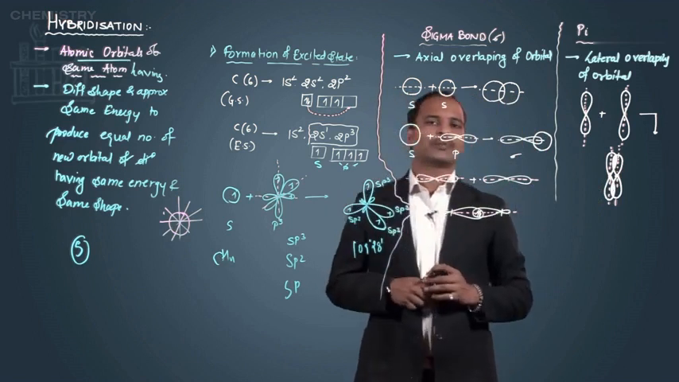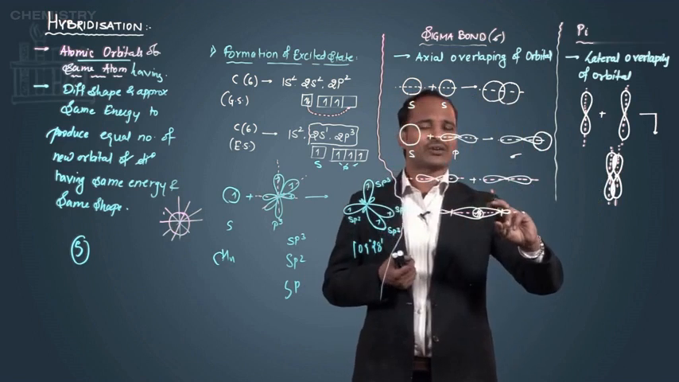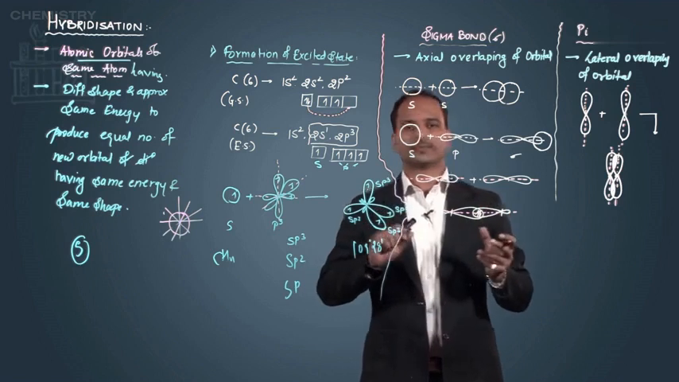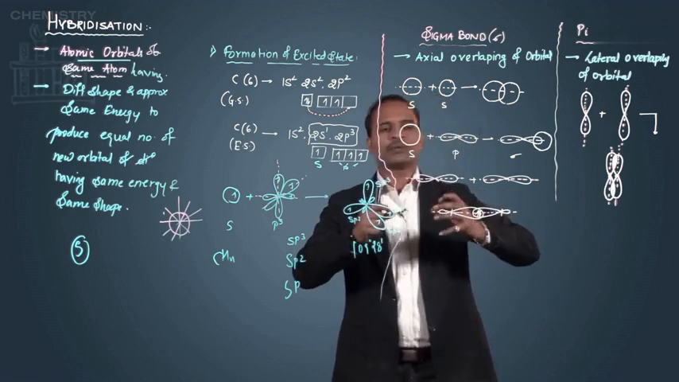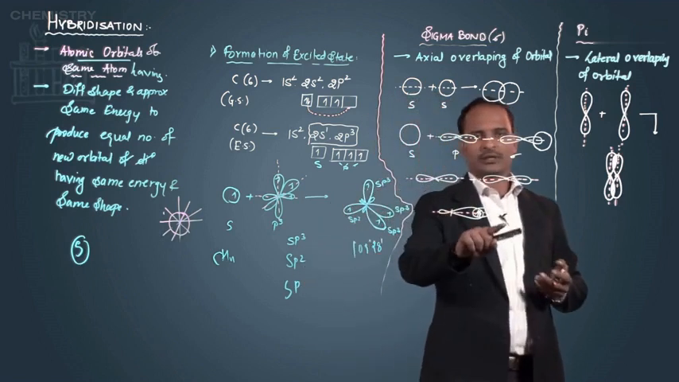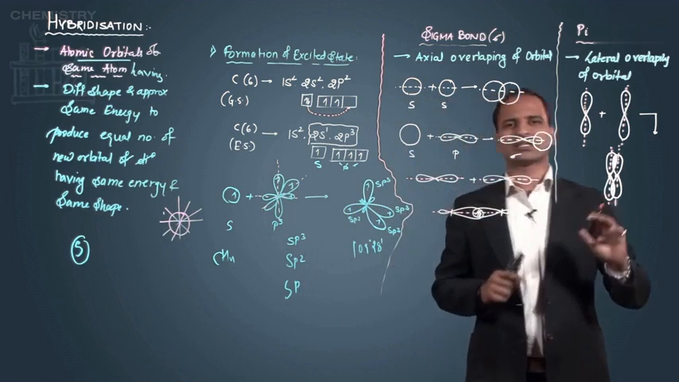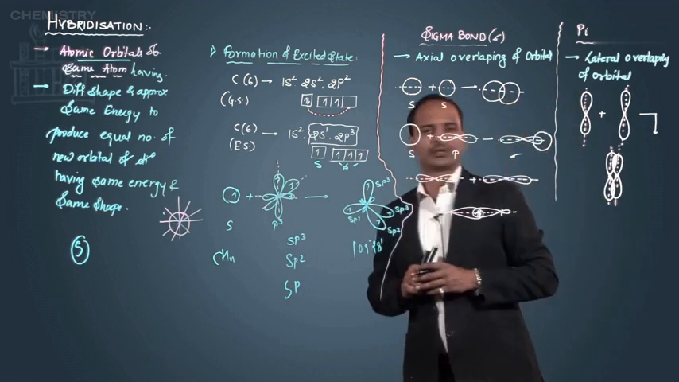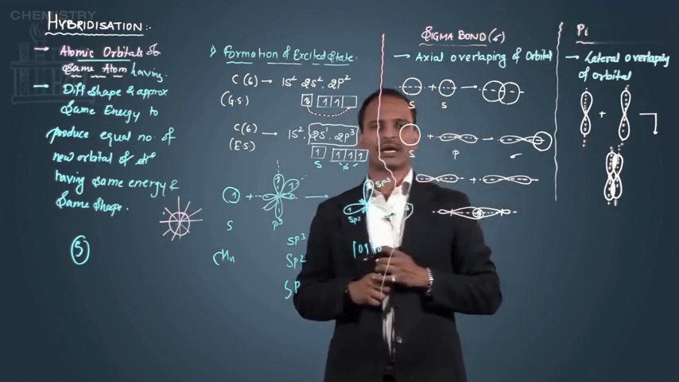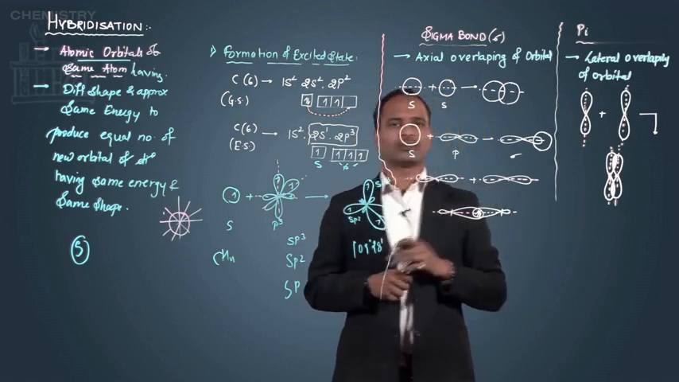Since here the overlapping takes place on axis, the rotation of atoms is possible. Like the atoms can be rotated on the axis if the bond is a sigma bond. Well, in this case, such type of rotation is not possible because the bonds are not forming on axis. Here it's a lateral overlapping.